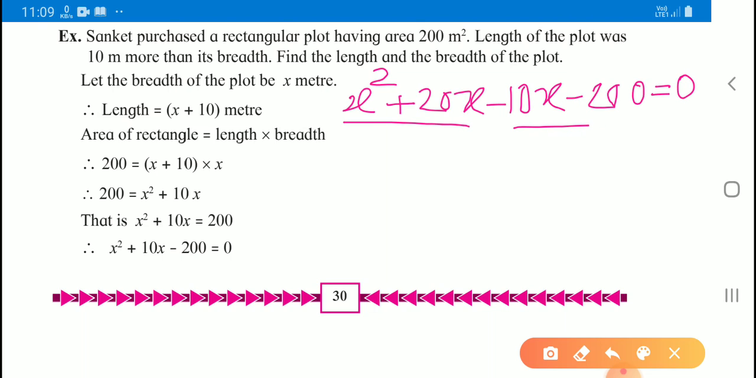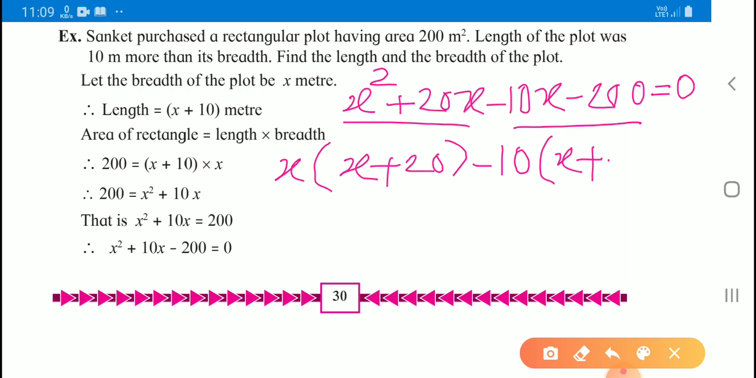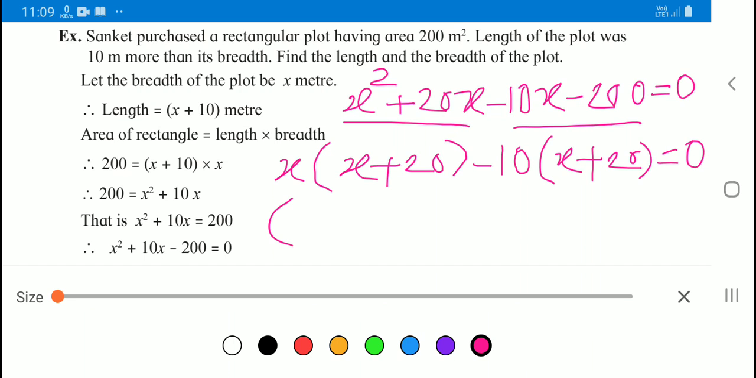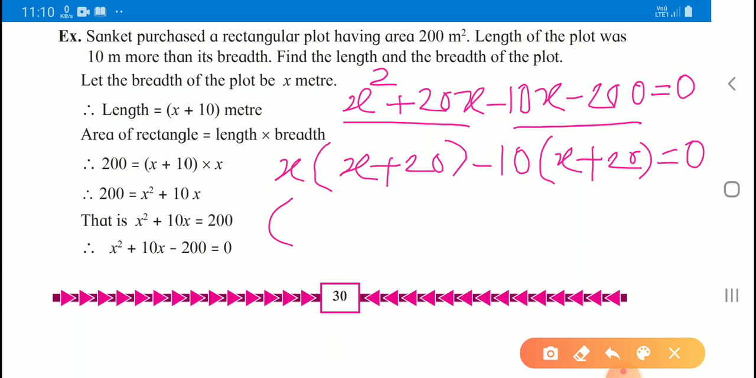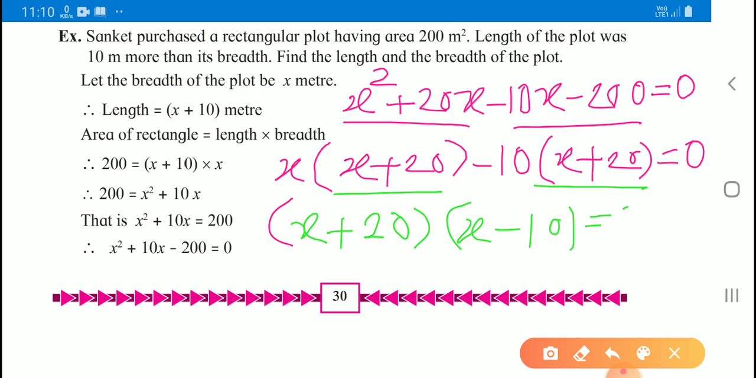Now look, we have to make the groups and we will take out the common. x is common. Here x plus 20. Okay. Here minus 10 is common. Then here x plus 20 is equal to 0. Now which bracket is repeated here? x plus 20, x plus 20. So we have to write it one time only. Another bracket, x minus 10 is equal to 0.